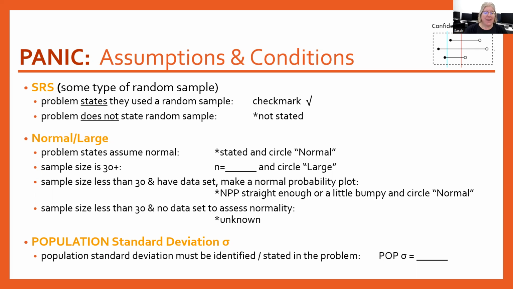Okay, and then the population standard deviation, that has to be given to you in the problem. It's not something you're going to calculate. And all you need to do is write down POP for population, put sigma, and then put the value down. All right, so come back in the next video and we'll do an example of working this through from start to finish.